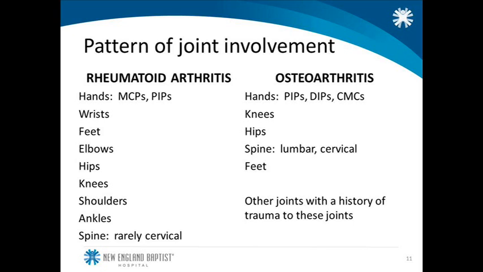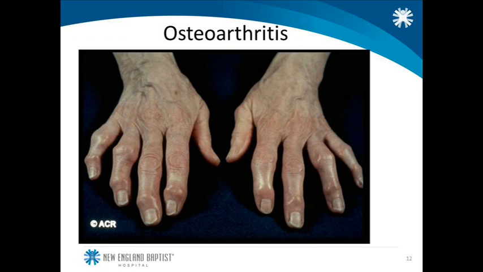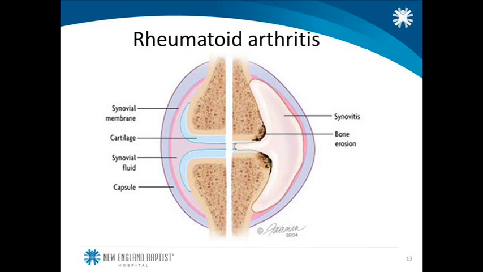Osteoarthritis commonly affects the knees and the hips, as well as the spine and the feet. And other joints are usually only involved if there's been a history of trauma to these joints, such as the shoulders or the elbows. This is a patient with osteoarthritis with classic bony enlargement of the DIP and PIP joints. Another term for these is Heberden's nodes for the DIP involvement and Bouchard's nodes for the PIP involvement.